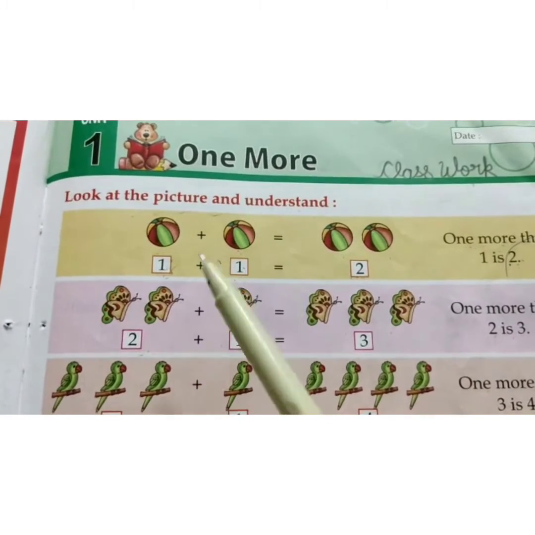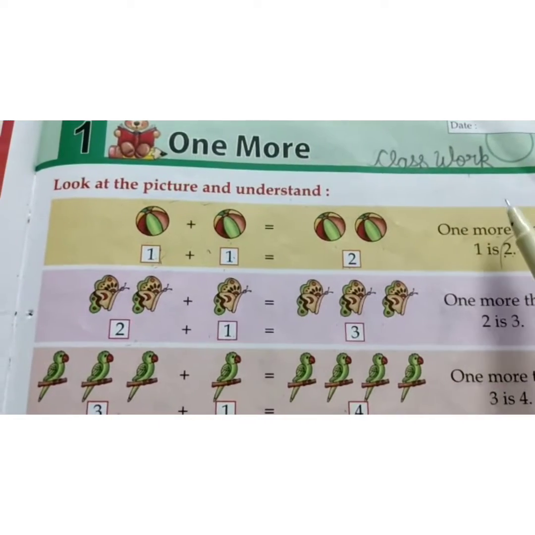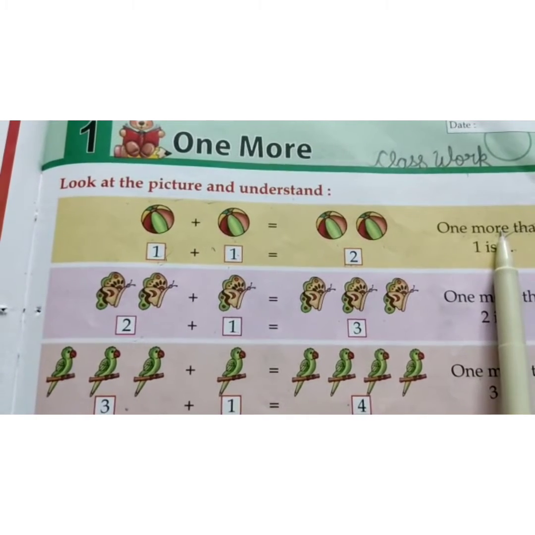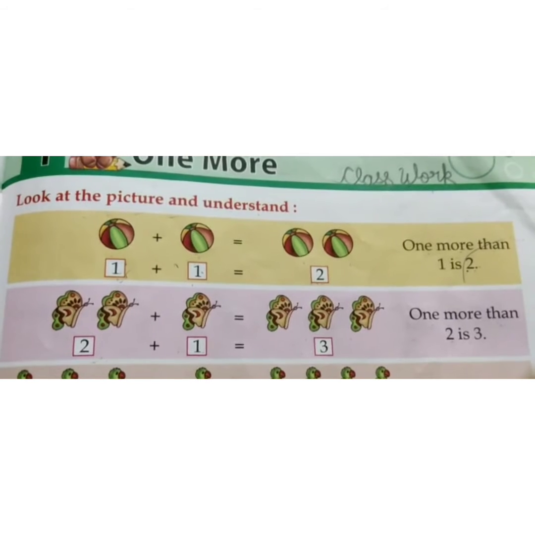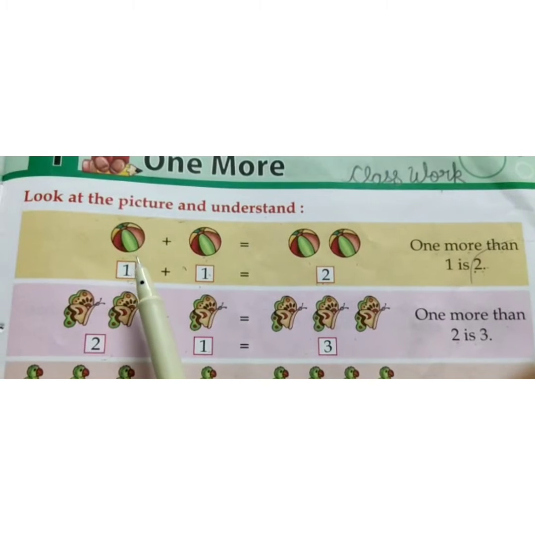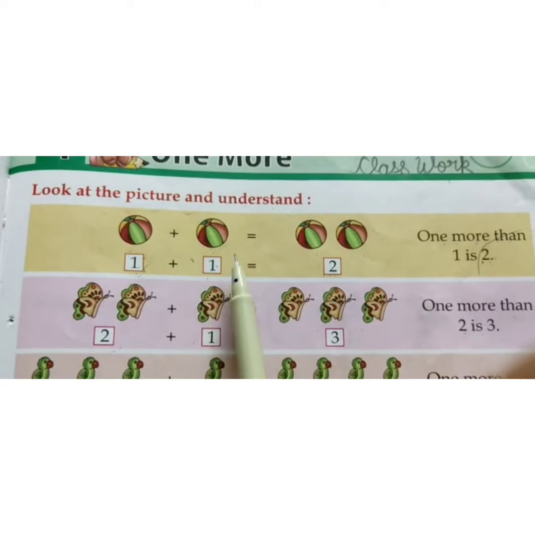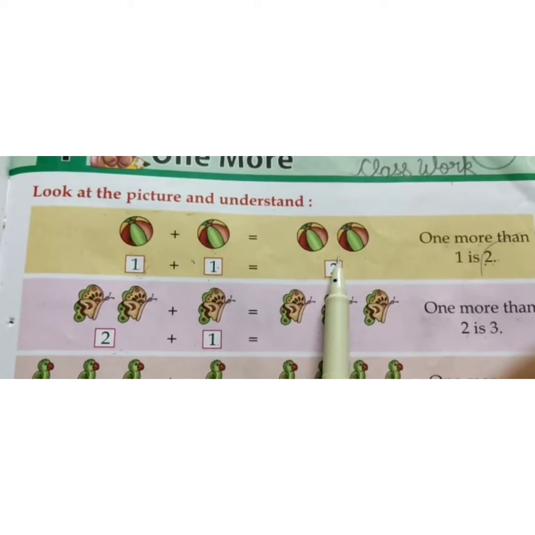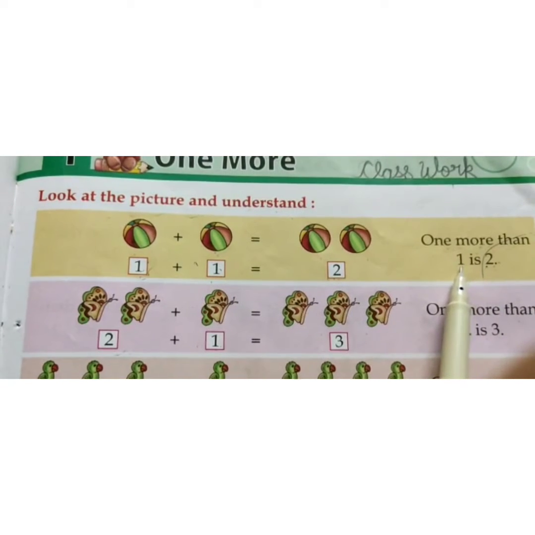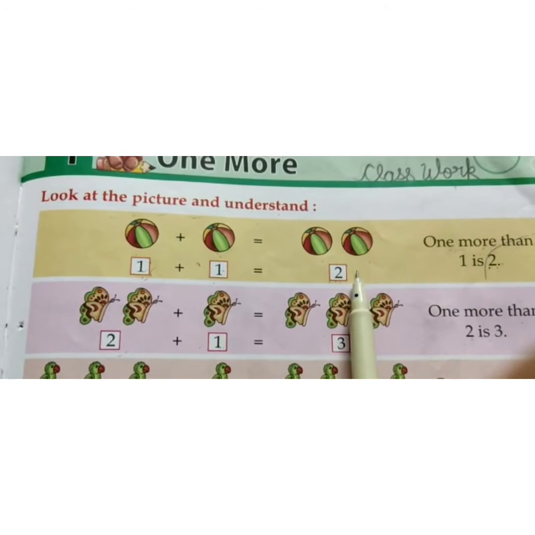Before starting the concept, can anyone tell me the meaning of one more? Okay, I will tell you. One more means we have to add 1 to the given number. Let's understand it by example. In first example, you can see we are having one ball. If we add one more ball to it, it will be equal to 2. Or we can say 1 more than 1 is 2. The given number here is 1, and if we add 1 to it, it will be equal to 2.